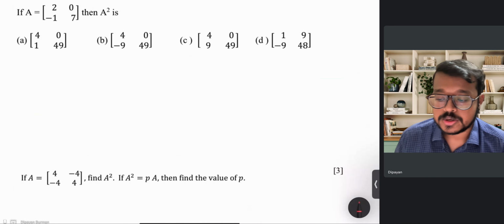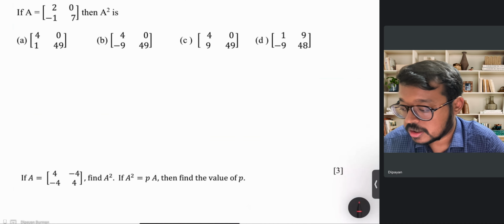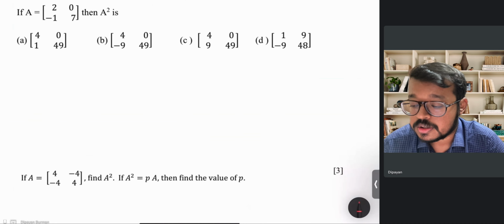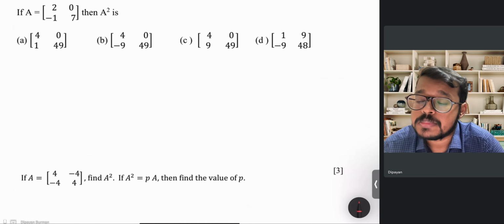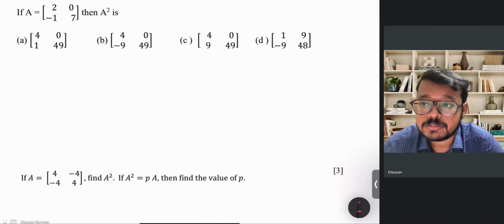Let's solve some questions based on the squares of matrices. The first is an MCQ where matrix A is given, a 2 by 2 matrix. The question is asking A square will be which of the following matrices.